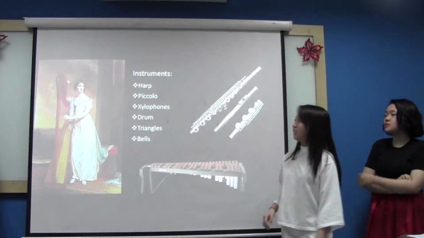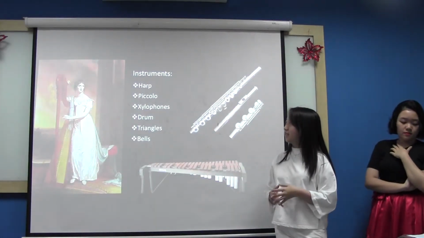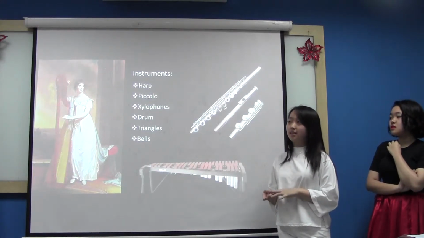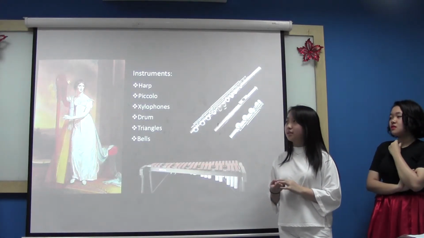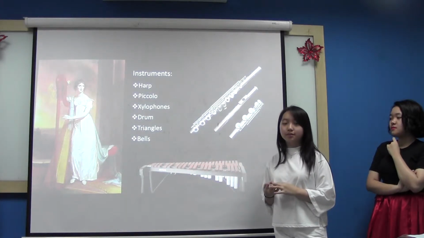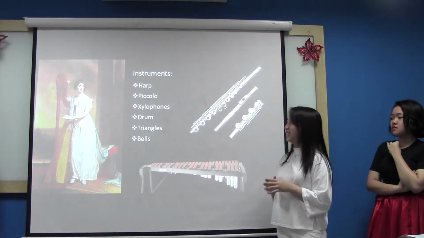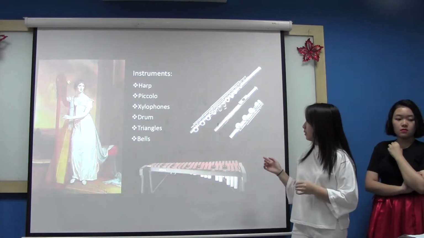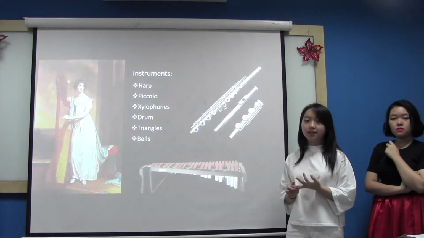So these are the inventions of instruments in the Romanticism era. The harp was created in this era because it was closely related to the artist's feelings, as it has soft notes. The piccolo, xylophones, drums, triangles, and bells.